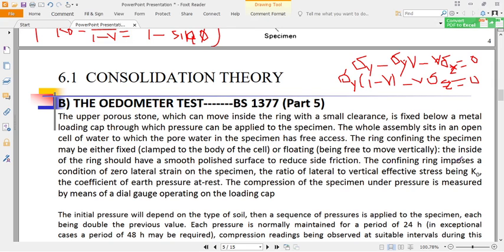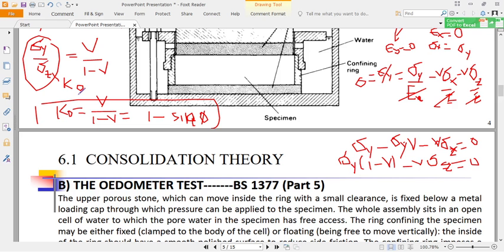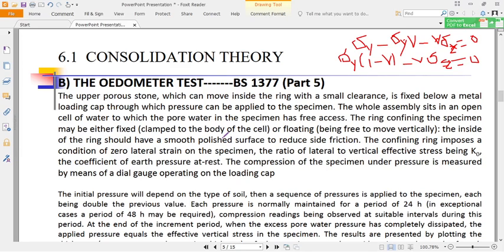The confining ring imposes a condition of zero lateral strain on the specimen. Therefore, the ratio of lateral to vertical effective stress being K naught, this ratio here. This is lateral strain, this is vertical strain, gives you K naught. K naught, the coefficient of earth pressure at rest. This is a very important coefficient.